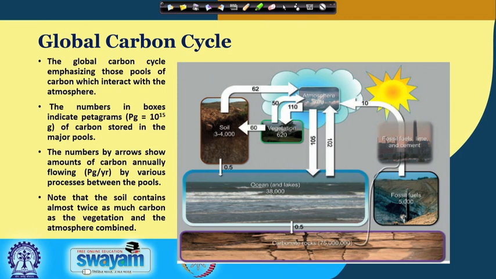So this is very important. So you can have a basic idea about how this carbon is moving from one pool to another pool, and it is a very huge amount. And obviously soil is considered as one of the major important pools of carbon in the global carbon cycle, which contains twice as much carbon as the vegetation and the atmosphere combined.